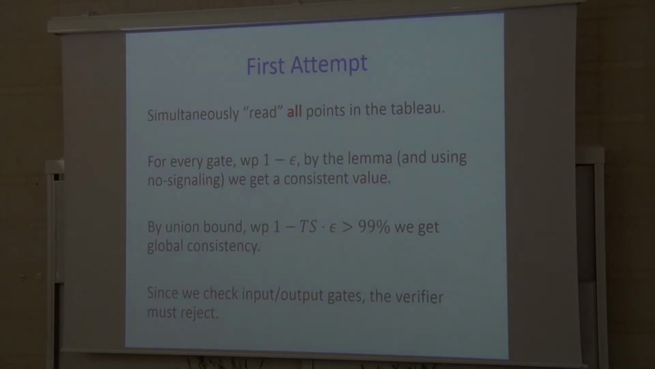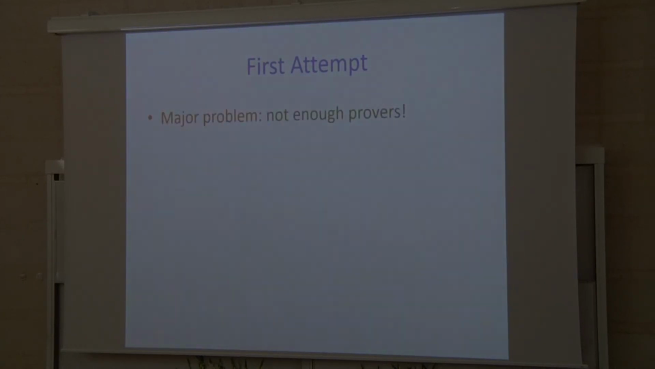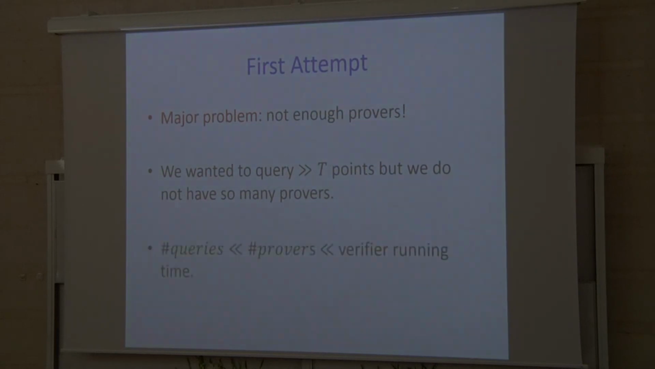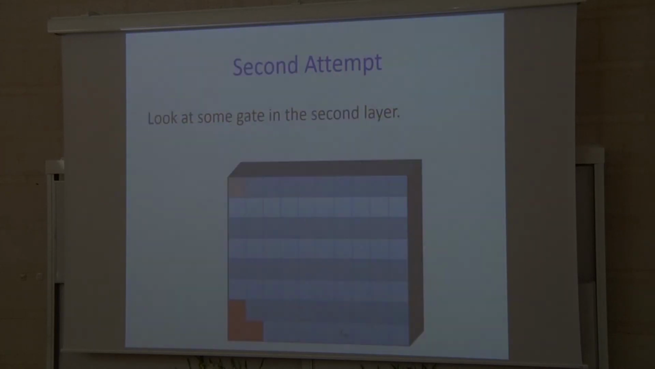Okay, so that sounds convincing. But the major problem is that we want to query all of the points in the tableau. So we need t times s provers to do that. So we wanted to query much more than t points. For that, we needed at least t times s provers. If we have that many provers, then our running time is going to be t times s, and of course, just getting running time t is kind of easy, just because the language can be computed in time t. So it's not that this doesn't work; it's just that the efficiency isn't good. Okay. So let's try something else.